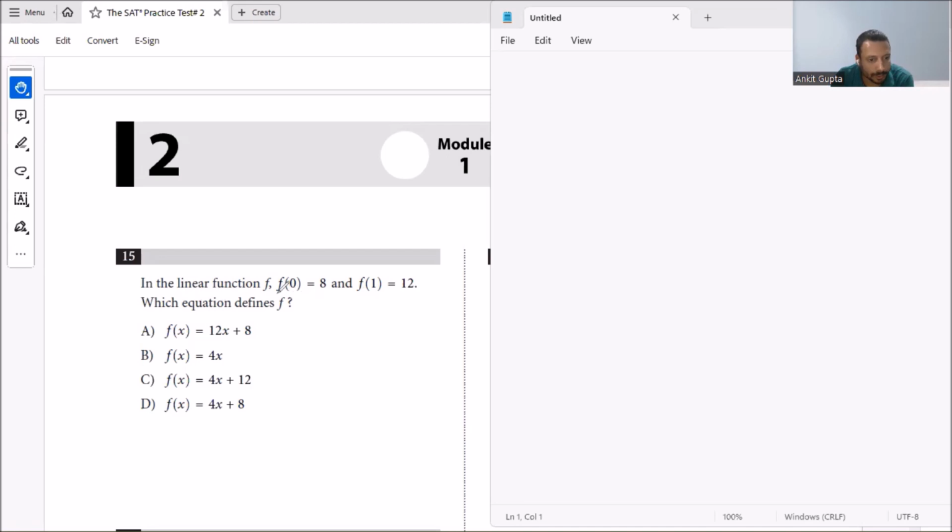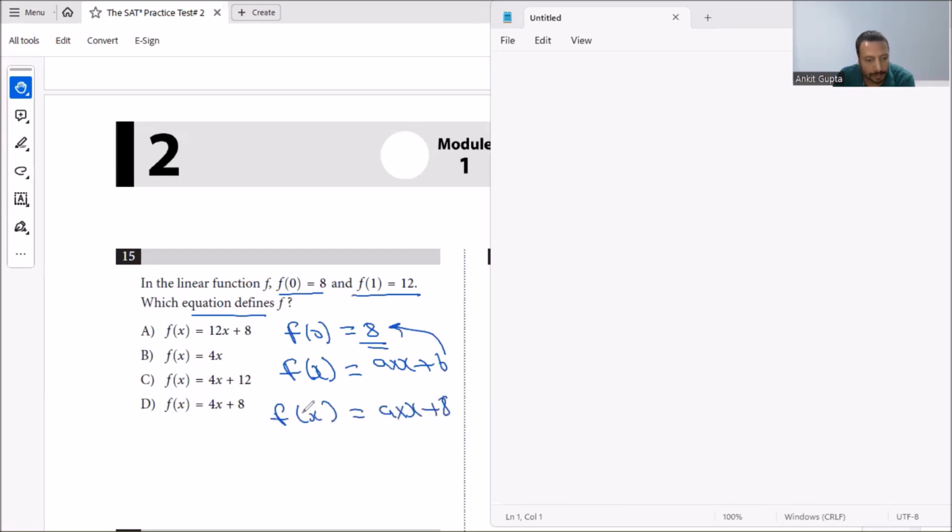In the linear function f, f of 0 is equal to 8, f of 1 is equal to 12. What is the equation that defines f, right? So f of 0 is equal to 8. That means f of x will be something like a constant, let's say a, into x plus b, because it's a linear function. If you put x equal to 0, we get the value as 8. That means the value of b is 8. So we can write f of x as a into x plus 8.